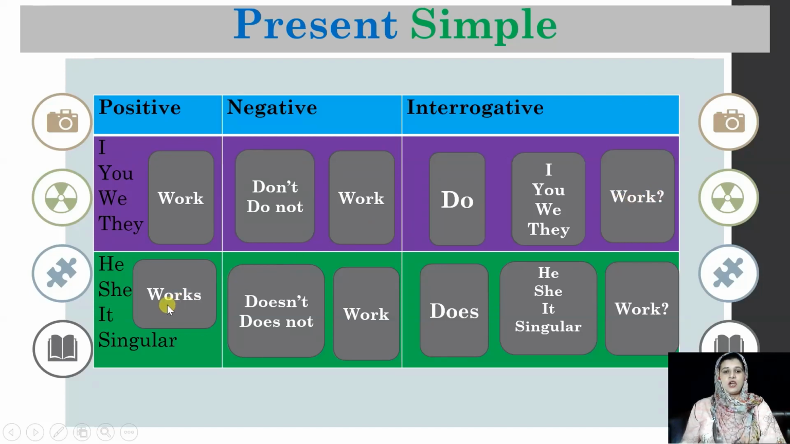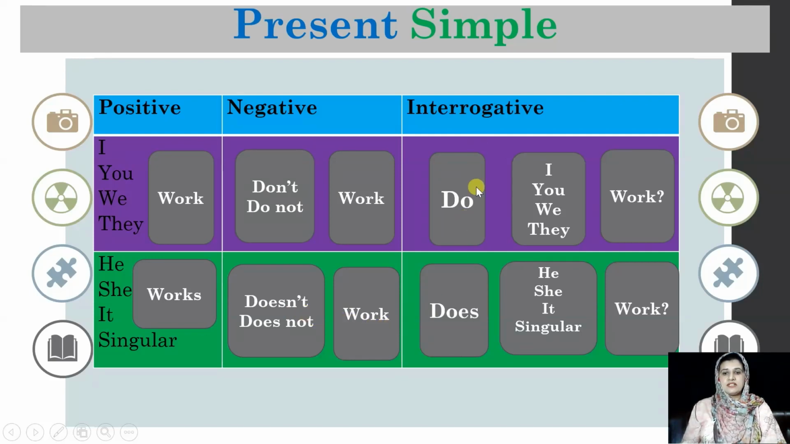Now let's move towards some other pronouns where we need to add s or es with the verb. And what are those pronouns? He, she, it, and singular noun. Whenever we use such expression, we need to add s or es with first form of the verb. For example, he works, she works, it works, and Ahmed works. Let's move towards the negative sentences. He does not work, she doesn't work, it doesn't work, Ahmed doesn't work. So this is how we make the negative sentences.